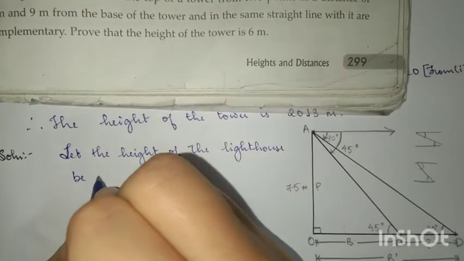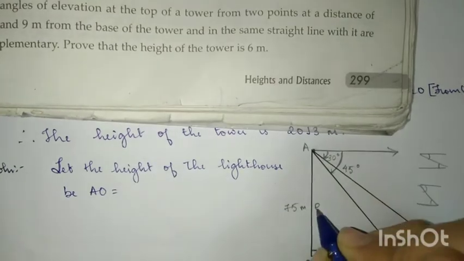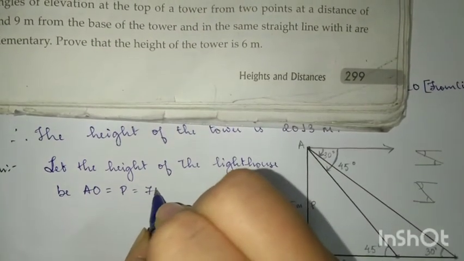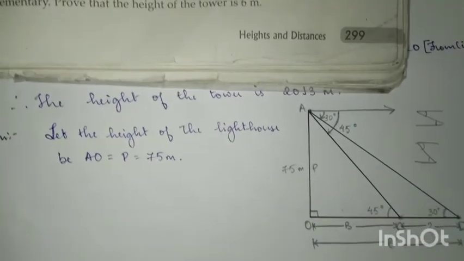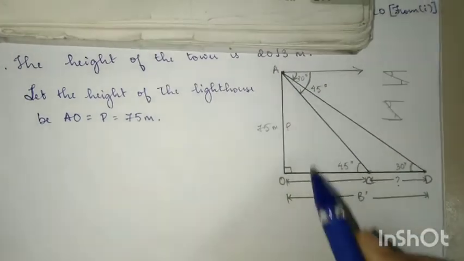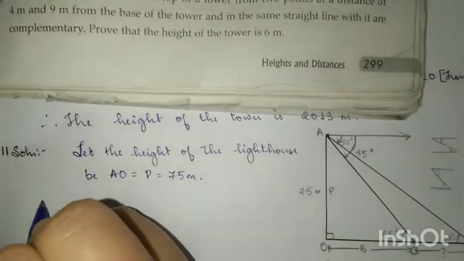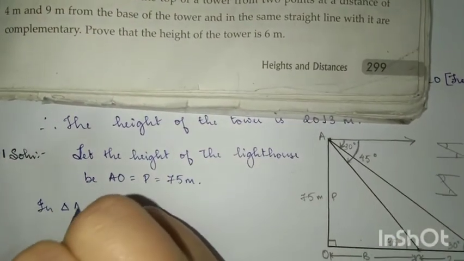BAO, which is equal to P, the perpendicular, which is equal to 75 meters, okay? Now we are going to find out from the smaller triangle. We're going to start with the smaller triangle.